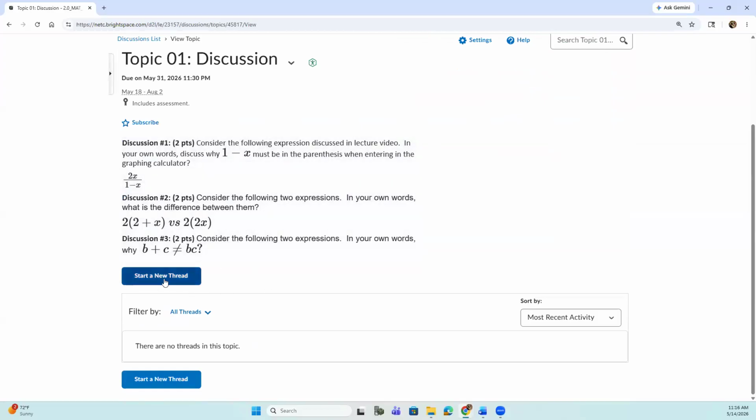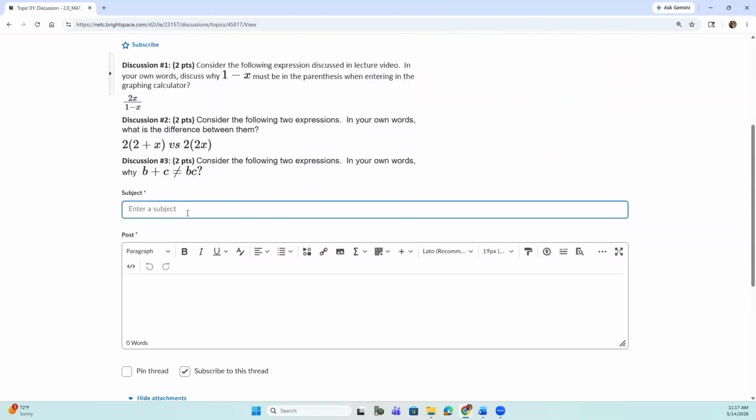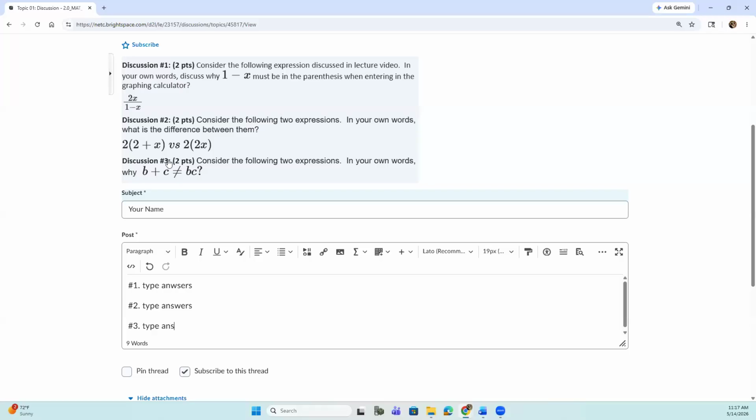So you click on start a new thread. All right, subject, put your name there. And then down here, all you have to do is say number 1, the discussion for number 1, whatever the answer is. Type answers. All right, and then press enter. For number 2, you'll type your answers. And then for the third discussion, number 3, you'll do number 3, your answers. Type your answers.